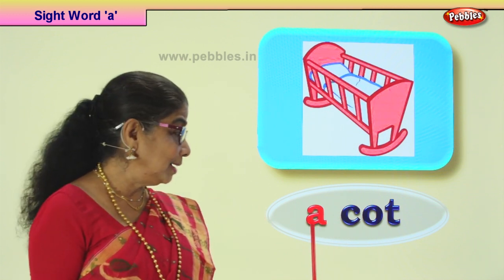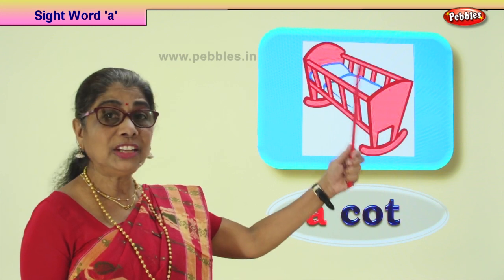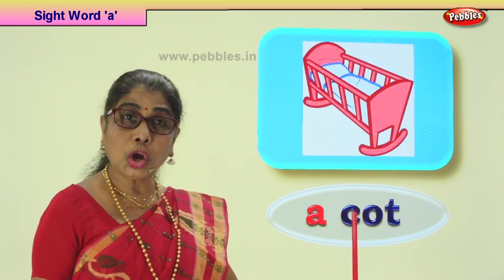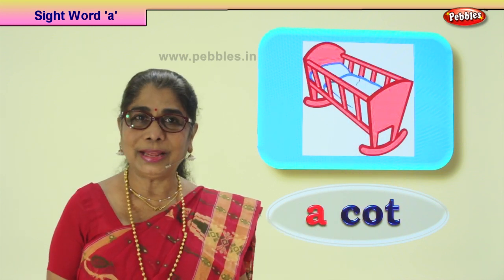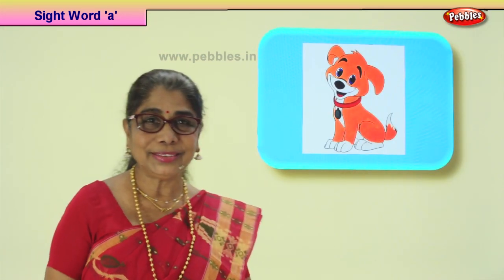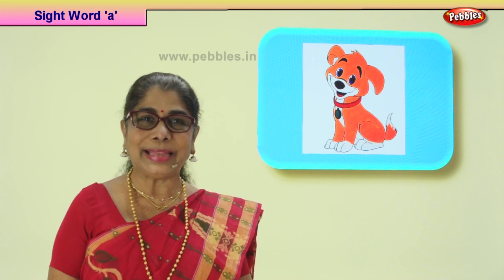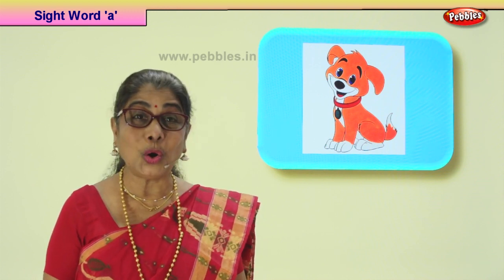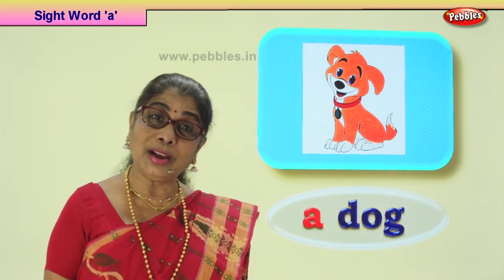Good. A cot. What is this? Cot. A cot. Very good. Let's take our next picture. Look what we have here. Your best friend, your pet. Yes, dog. You like to keep a pet dog in your house?